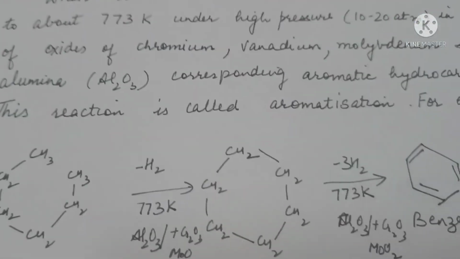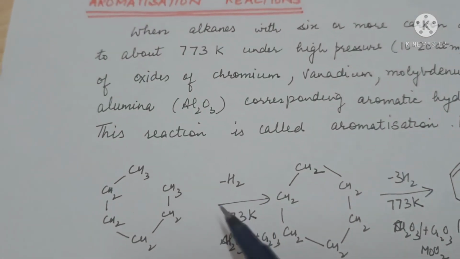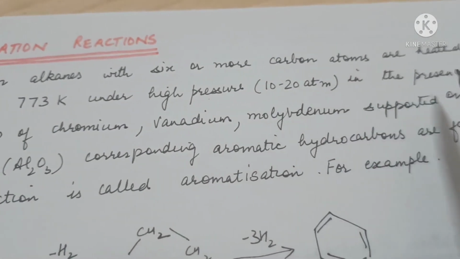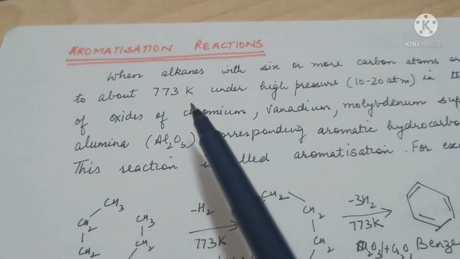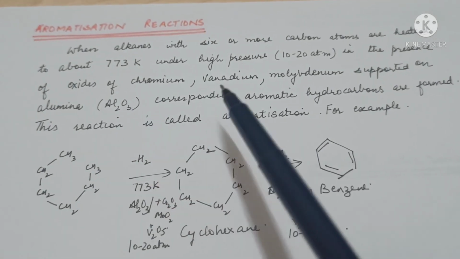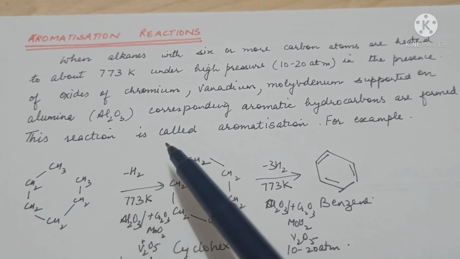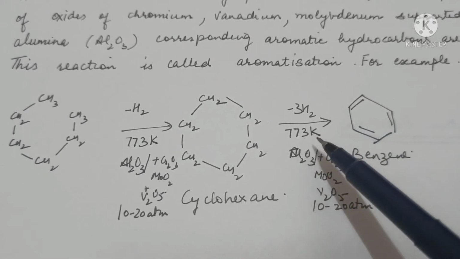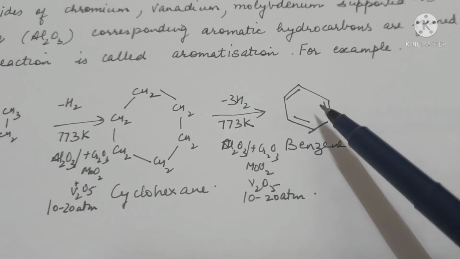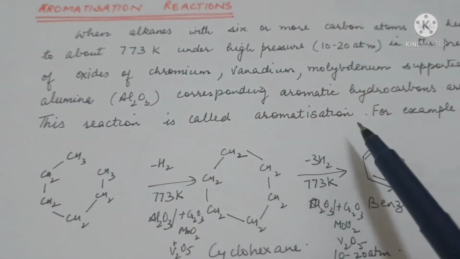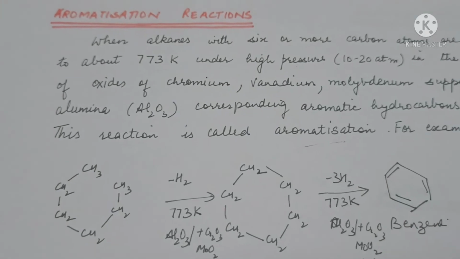There's another category of reaction, aromatization reaction. So here what happens is a straight chain compound under suitable conditions is converted to an aromatic compound. So when alkanes with 6 or more carbon atoms are heated to about 773 Kelvin under high pressure, say 10 to 20 atmosphere, in the presence of oxides of chromium, vanadium, molybdenum supported on alumina, then a bond is formed, then dehydrogenation occurs at this high temperature, and three double bonds in alternate positions are formed. As a result, an aromatic compound benzene is formed. So this reaction is called aromatization reaction.